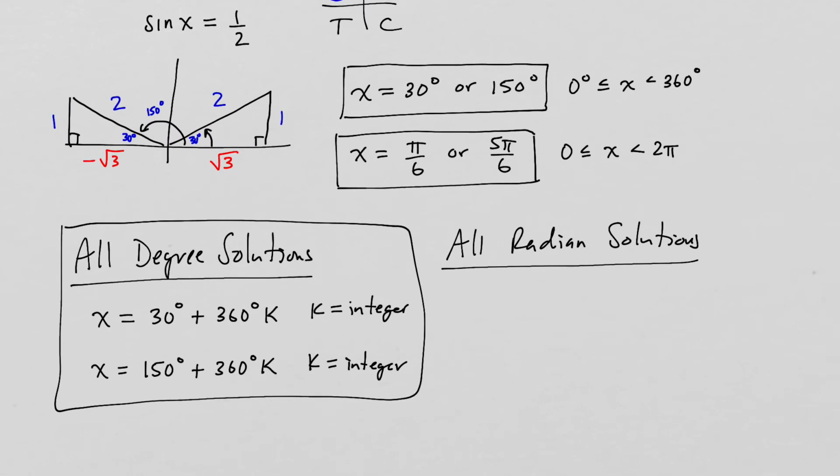If they ask for all the solutions in radians, then you basically do the same thing except that you use radians instead of degrees. So all the solutions in radians would be x equals pi over 6, that's this solution here, plus, and now instead of saying 360 degrees times k, we would say 2 pi times k. And the other answer would be 5 pi over 6 plus 2 pi times k. And once again, for both of these, k would be equal to an integer.